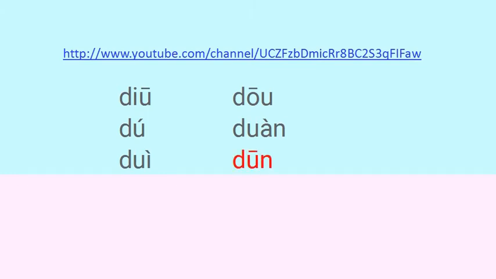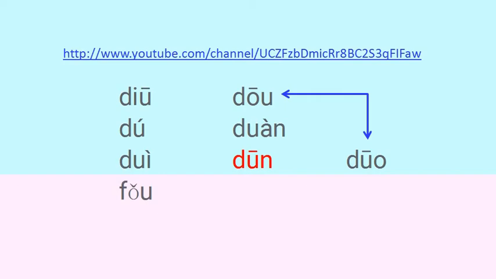DIU is pronounced as Tiu. DOU is pronounced as Tou. DU is pronounced as Tu. DUAN is pronounced as Tuan. DUI is pronounced as Tui. DUN has the combination of alphabet UN form. So, DUN is pronounced as Tun. DUO is pronounced as Tuo. Please compare the pronunciation of this DUO with DOU before.